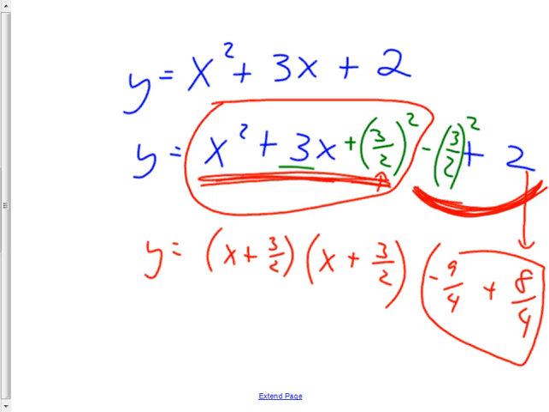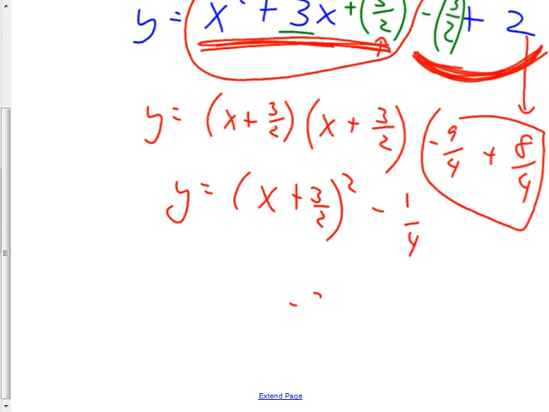So what does this all mean? When you put it all together, you have y equals x plus 3 halves, quantity squared, and then minus 1 fourth. So my vertex would be negative 3 halves, comma negative 1 fourth. Now that is some serious math.